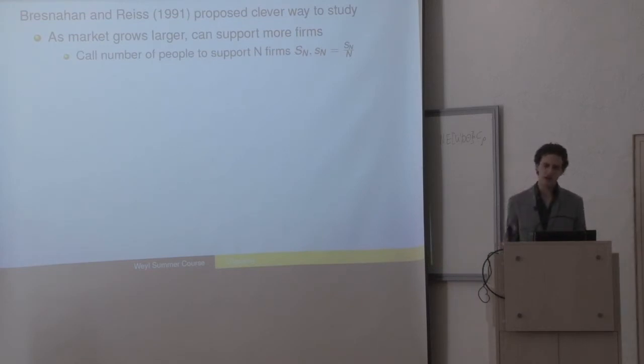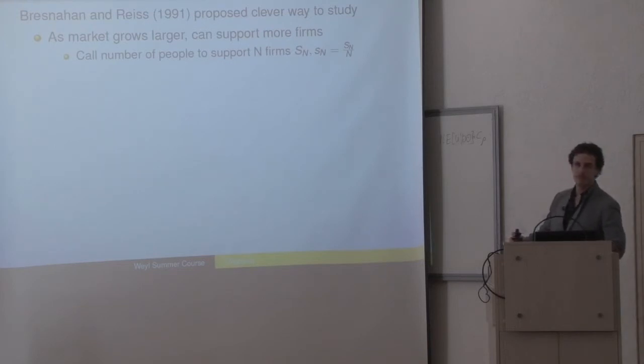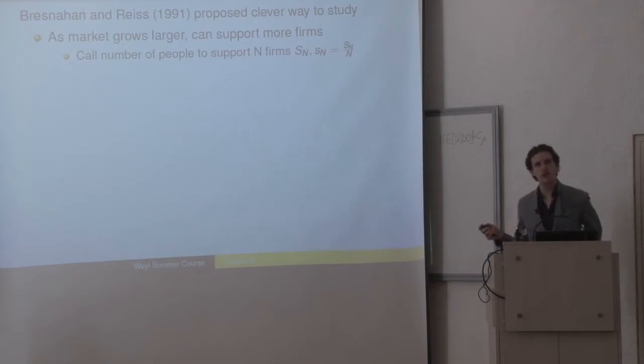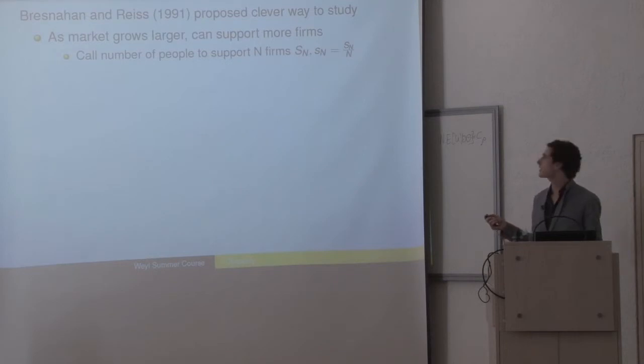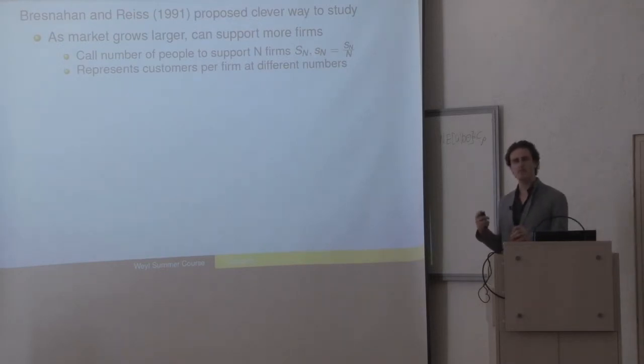So let's call the number of people that it takes to support n firms capital S sub n. And let's call little s sub n the number of people per firm that it takes to support n firms. So that's capital S sub n over n, right? So this is the number of people that each firm has as a function of the number of firms there are.